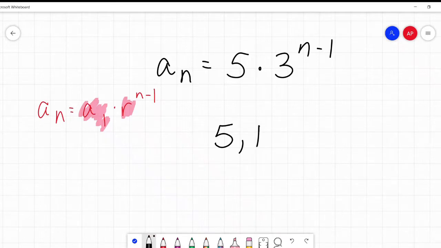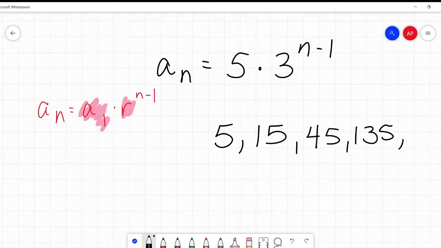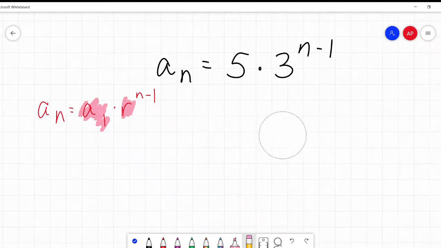So the next number in the sequence would be 5 times 3, or 15. Next one would be 45. Next one would be 135, and so on. What would the next one be? 405, I think? I have to double check that. Not the best at multiplying in my head, but I try. Yeah, it's like 300, 393. Yeah, okay, 405. I'm pretty sure that's right.